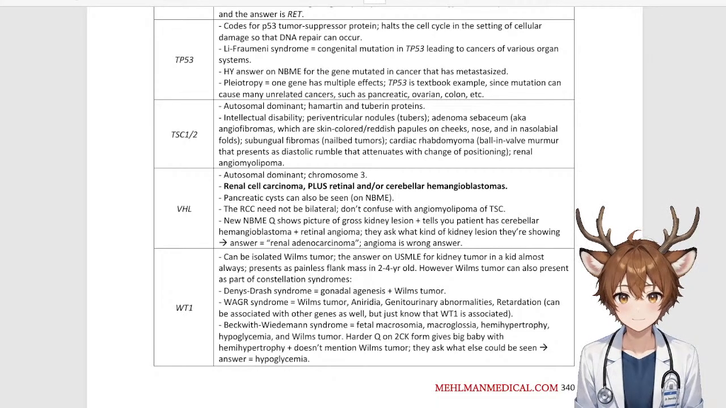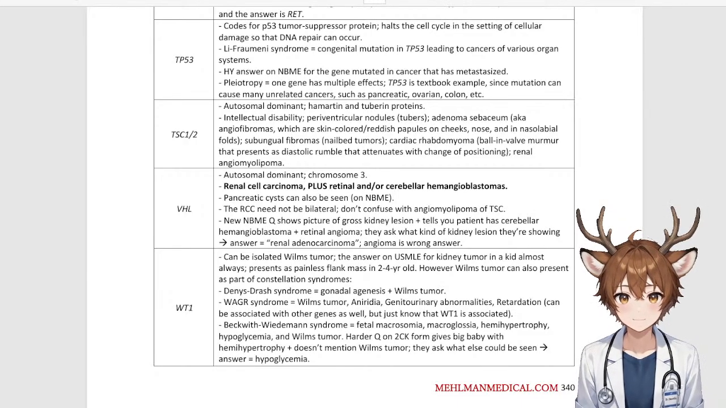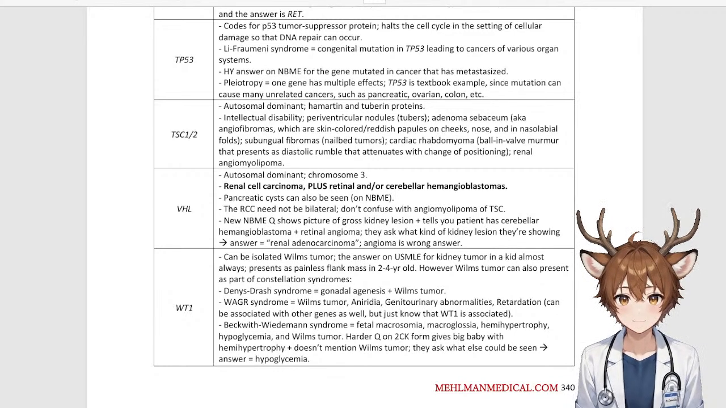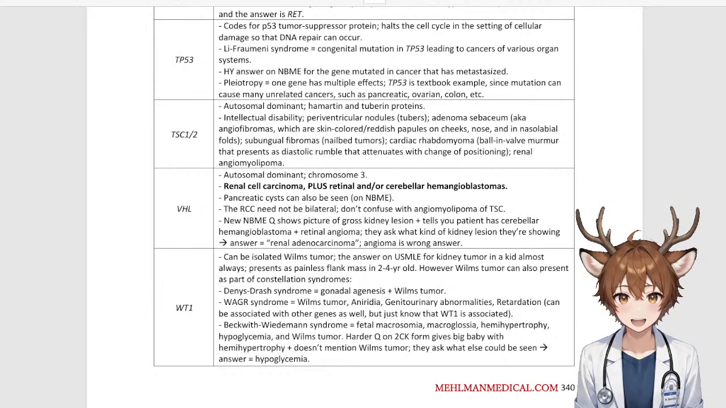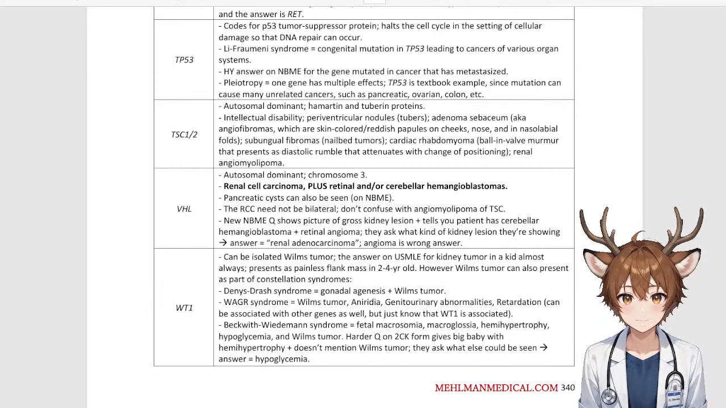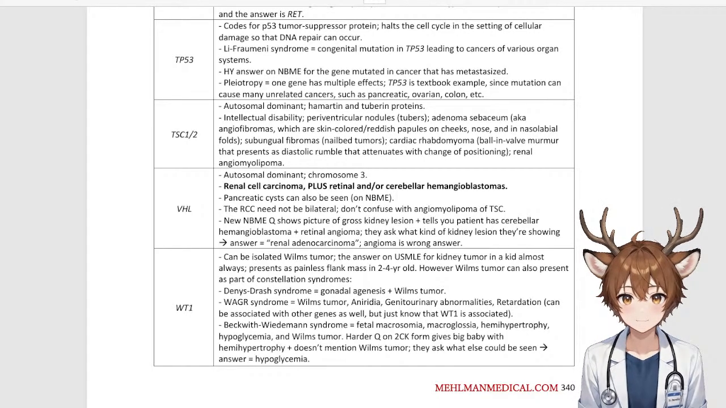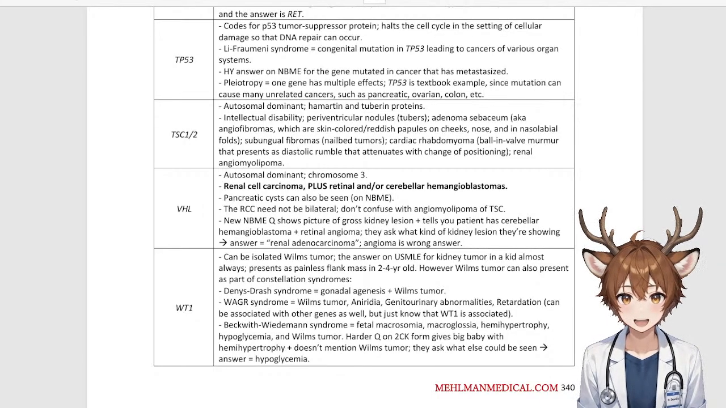angiomyolipoma. What about VHL? This VHL, the name should give it away, right? Autosomal dominant, chromosome 3, renal cell carcinoma, plus retinal and/or cerebellar hemangioblastomas. It's called von Hippel-Lindau syndrome. So it's VON, von, Hippel, Hippel, I believe, and then Lindau, I think it's German. So von Hippel-Lindau syndrome is related to the VHL gene. Renal cell carcinoma plus retinal and/or cerebellar hemangioblastomas.